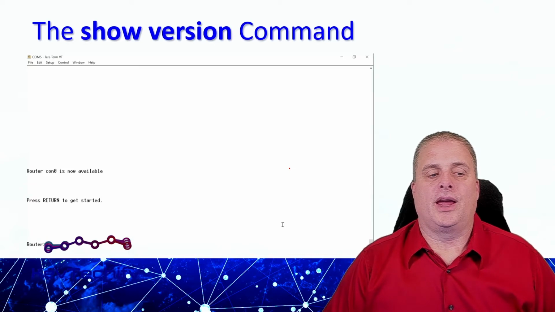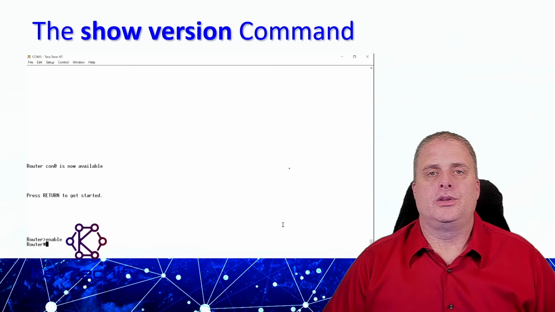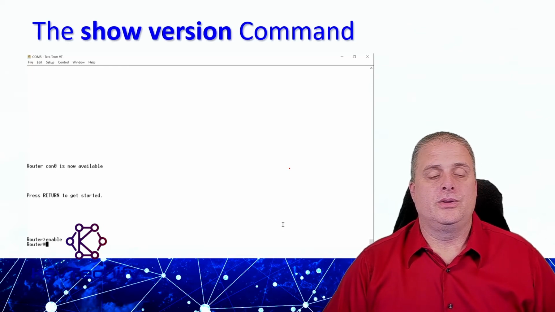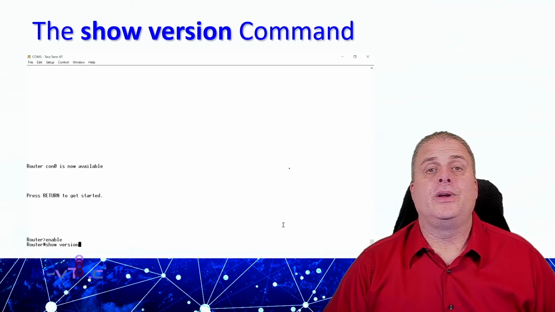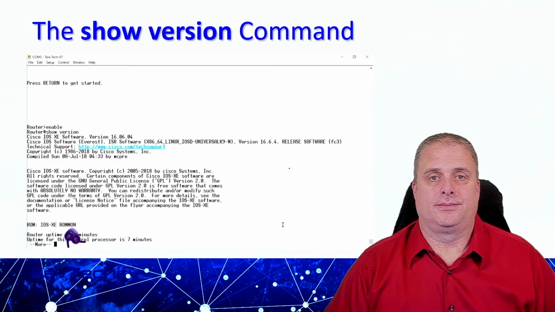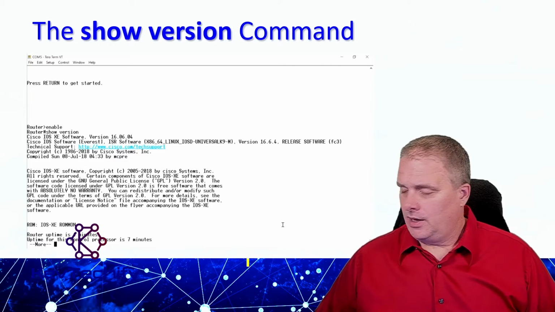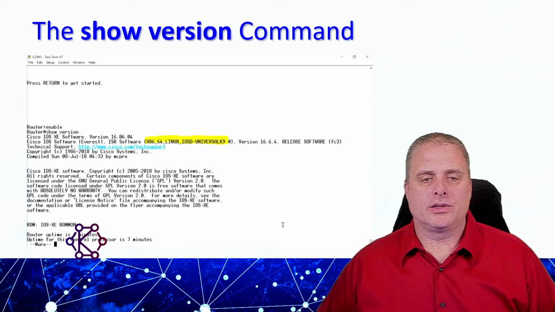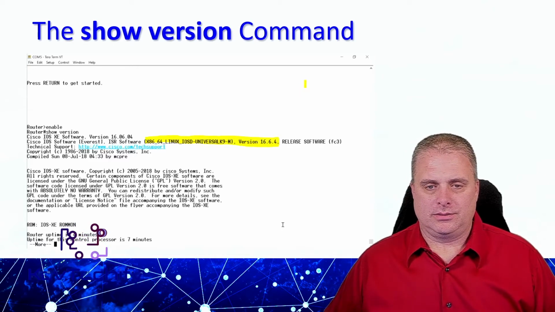I'm going to press enter, and then I'm going to type in enable, and that will bring me into privilege exec mode. And then I'll use the show version command within privilege exec mode to view information about the router. At the top of the show version command, I can see the version of the Cisco IOS software that is running on this router right there, highlighted in yellow.